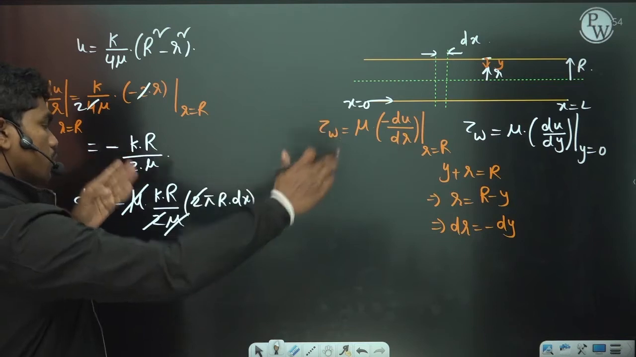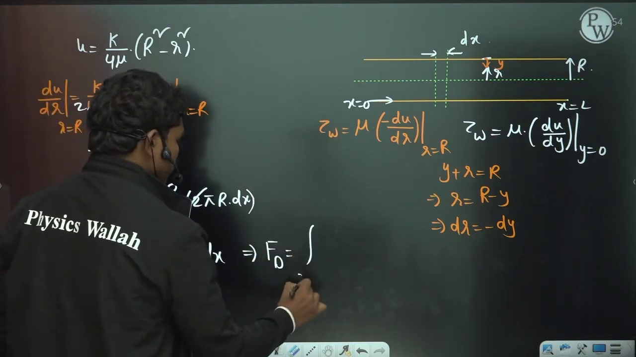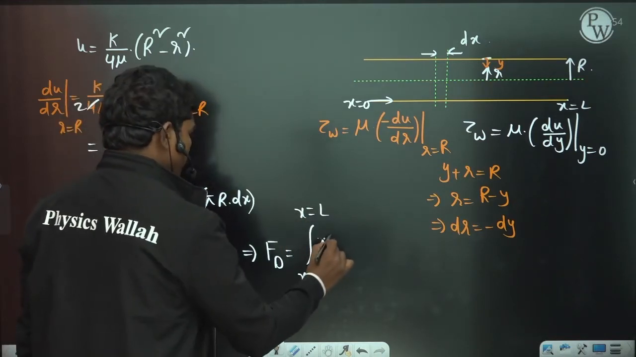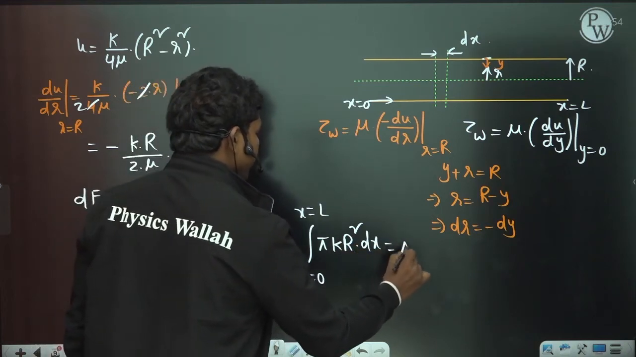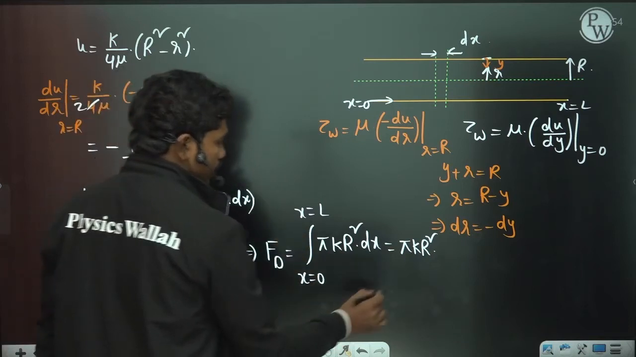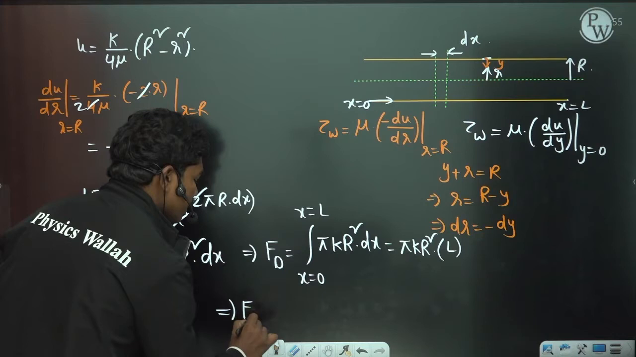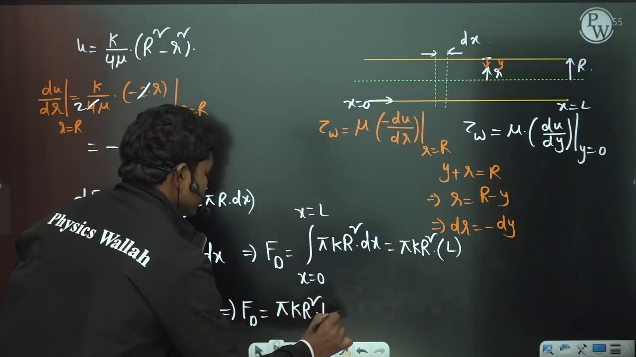If you want it for the total pipe, the drag force acting is equal to the integral from x equal to 0 to x equal to L of pi K R square dx. If you take pi K R square out as a common term, then the integration of dx from 0 to L is capital L. So the total drag force Fd is equal to pi K R square times L.